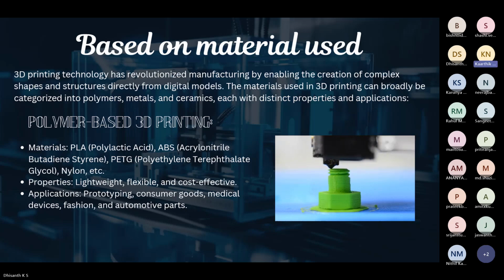So based on the material used, as I said before, we'll be seeing briefly about these topics in the upcoming slides. The 3D printing technology can be categorized into polymer, metal, and ceramic-based 3D printing. First, polymer-based 3D printing. The materials we use here are PLA, ABS, PETG. The full form is given: that is polylactic acid, acrylonitrile butadiene styrene, polyethylene terephthalate glycol, and nylon, etc.